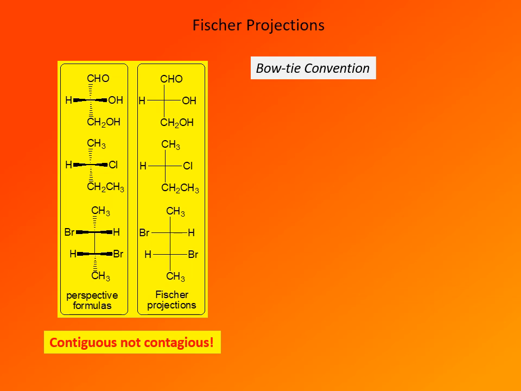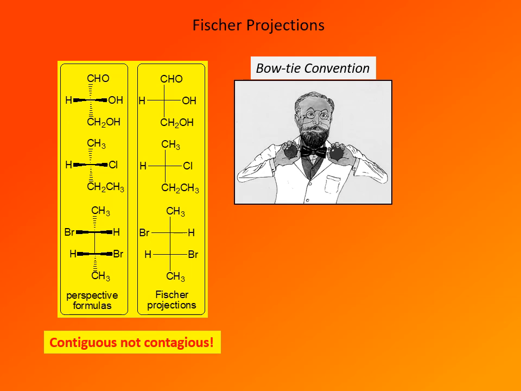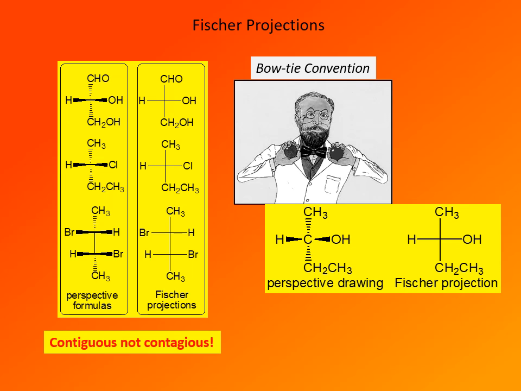Now, to memorize which bond is vertical, which is horizontal, which projects towards the viewer and which away from the viewer, we use the bow tie convention. If you imagine a bow tie, it is obviously horizontal, so in this case we have Emil Fischer's bow tie. Two horizontal bonds with two wedges look like a bow tie, and so you can memorize the bow tie convention. The two horizontal bonds look like a bow tie and project towards the viewer. And of course that leaves vertical bonds projecting away from the viewer.